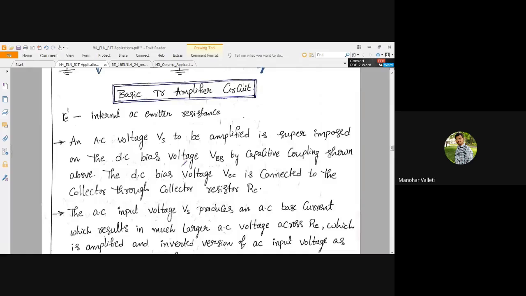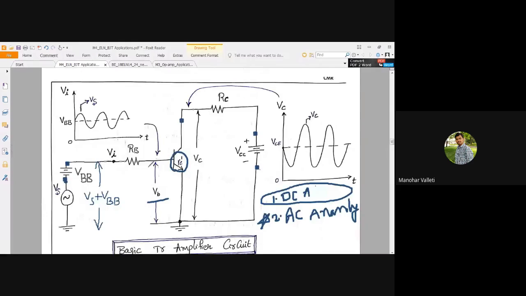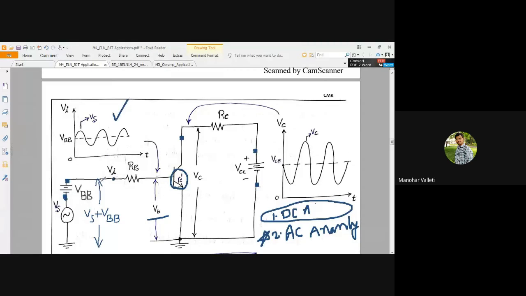Already you have seen the waveforms. This is the input waveform. If you apply VBB and an AC supply, then whatever the effective input VI is, it looks like this. On the DC supply VBB, the applied AC input is superimposed, as shown here, and at the output you will get an amplified version. Please observe that wherever the positive peak is there, you get a negative peak here.